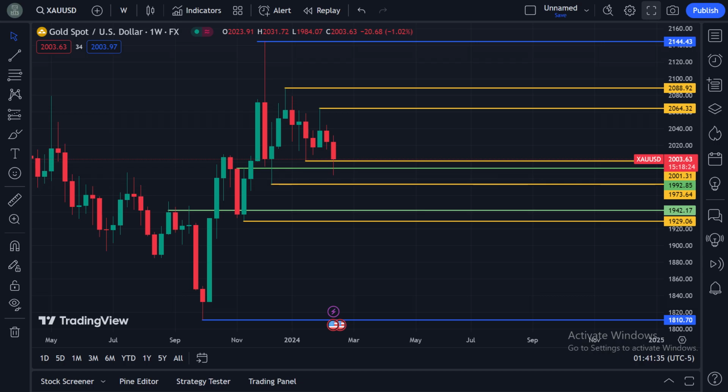So knowing that, we can minimize our work from the intermediate term low on the 1,929.06 to the 2,144.43 high. That is our range to work in. Inside that range, I've marked the obvious weekly premium and discount arrays. Mark these arrays on your platform, and let's move to the daily chart.